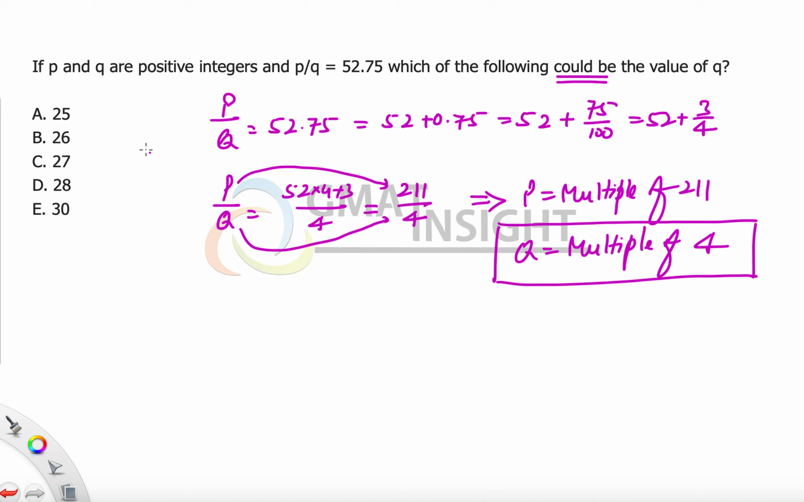So let's quickly see. 25 is not a multiple of 4. Same goes for 26, 27 as well. 28 is a multiple of 4, 30 is not. So in such questions, the answer can be identified if we understand such relationships.